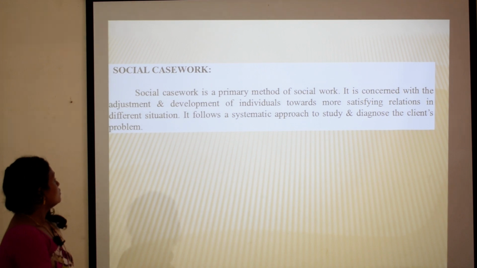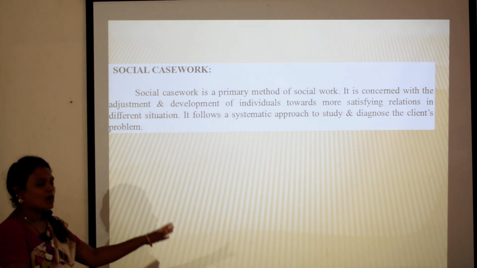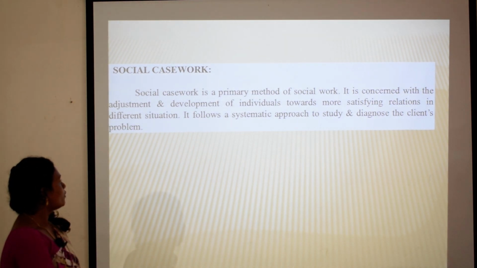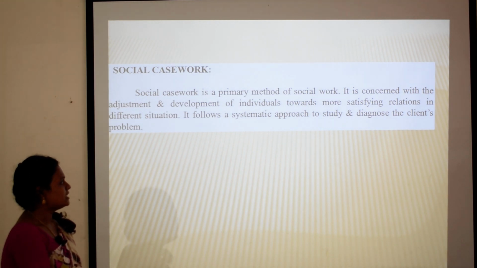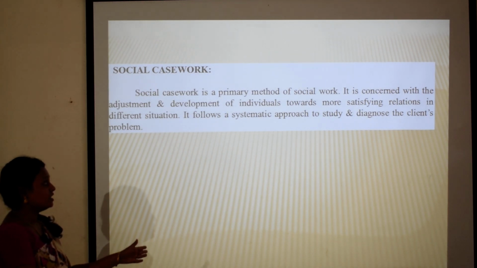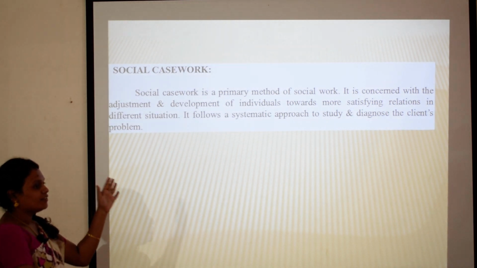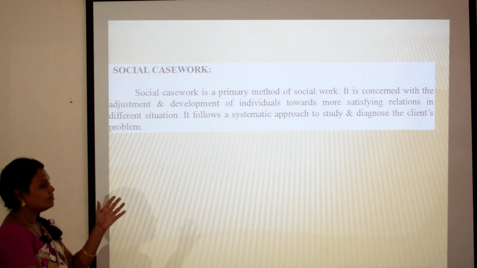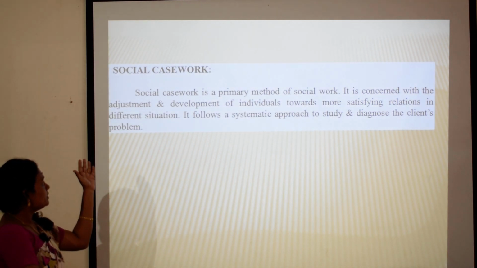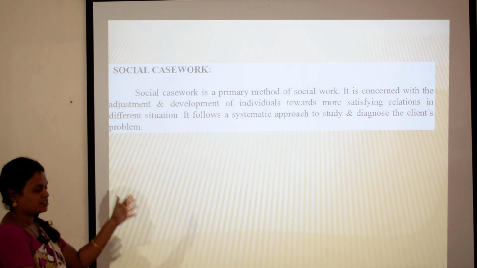Social casework is a primary method of social work. It is concerned with the adjustment and development of individuals towards more satisfying relations in different situations. Social casework mainly deals with an individual, so it is the adjustment and development of an individual, with satisfying relations in all situations.